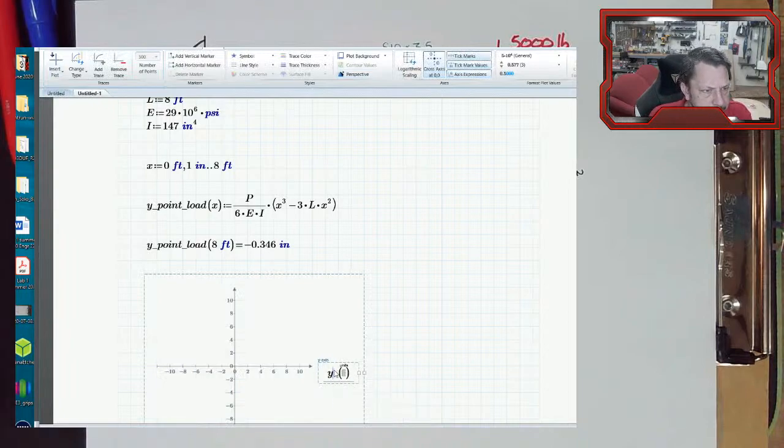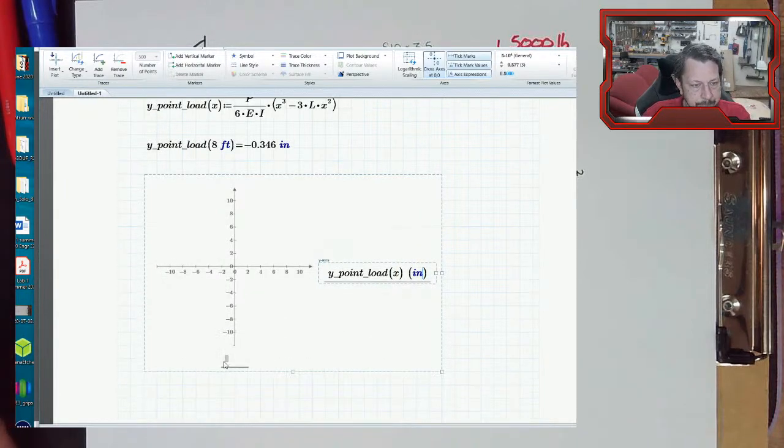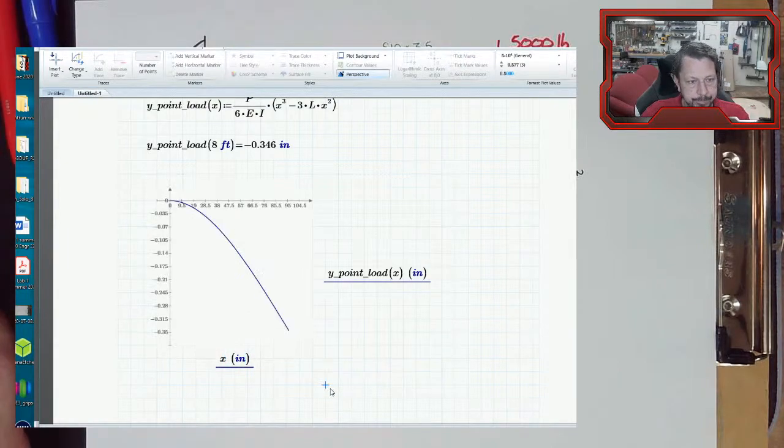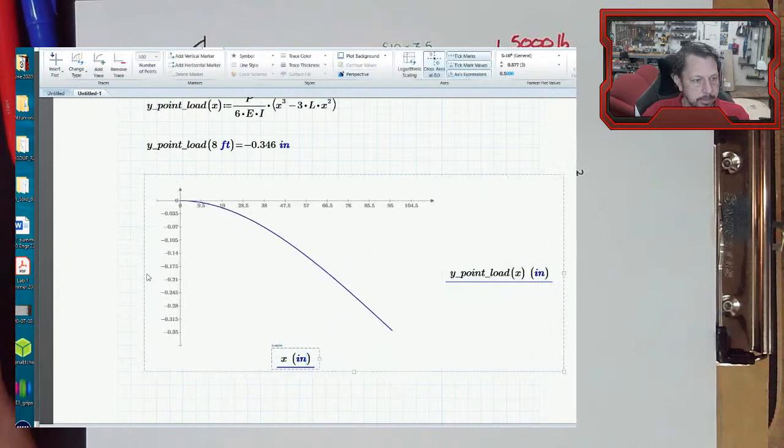Y of, what did I call it? Y underscore point underscore load of x with units of inches. Let's put those in inches. And then the x axis is just x in inches also. And let's make it a little longer.